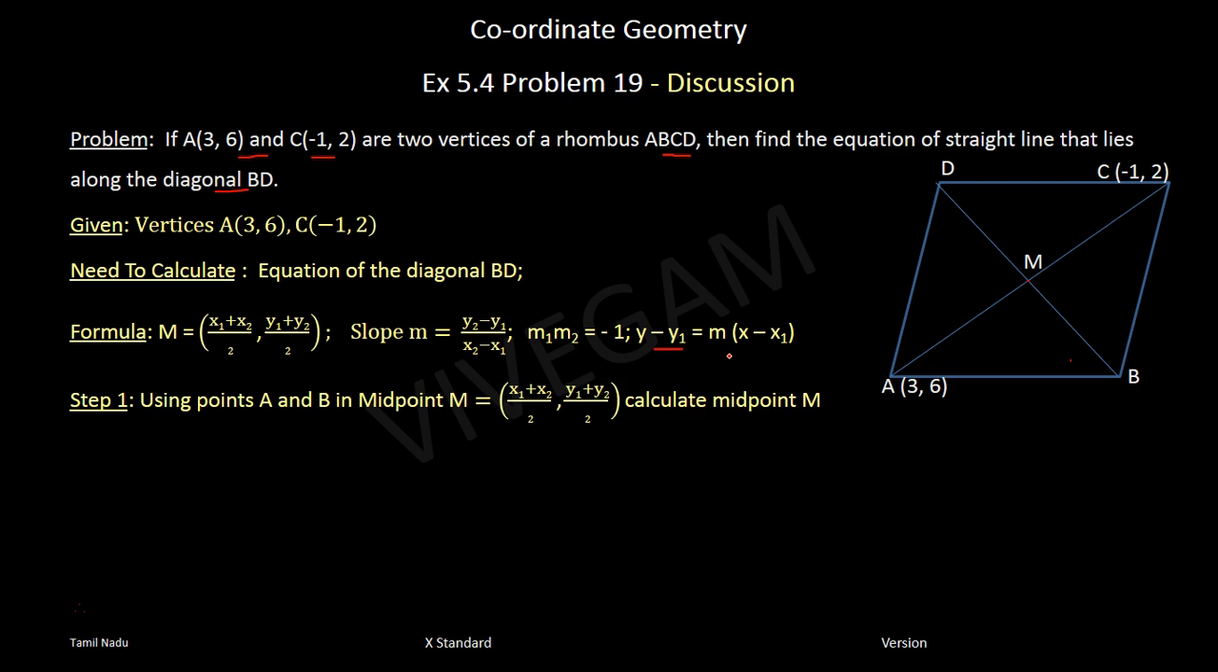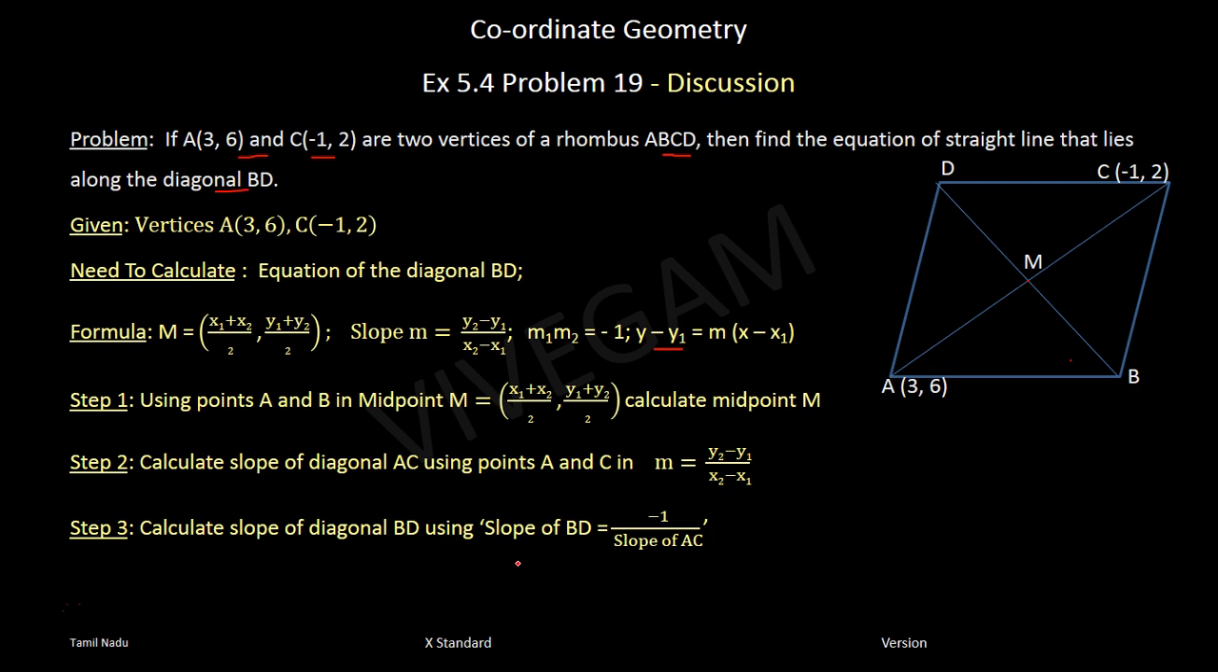Now let's write the steps. Using points A and C, calculate the midpoint. Using this point and this point, calculate the midpoint. Then calculate the slope of AC using the two-point form, y2 minus y1 divided by x2 minus x1. This is x1, y1. This is x2, y2. Using those values, calculate the slope. Next, find the slope of BD using this formula, because the product of the slopes of the two diagonals is equal to minus 1, as they are perpendicular to each other. So use m1 times m2 equal to minus 1, or m2 will be equal to minus 1 by m1, right? That way you'll be able to calculate the slope of BD.